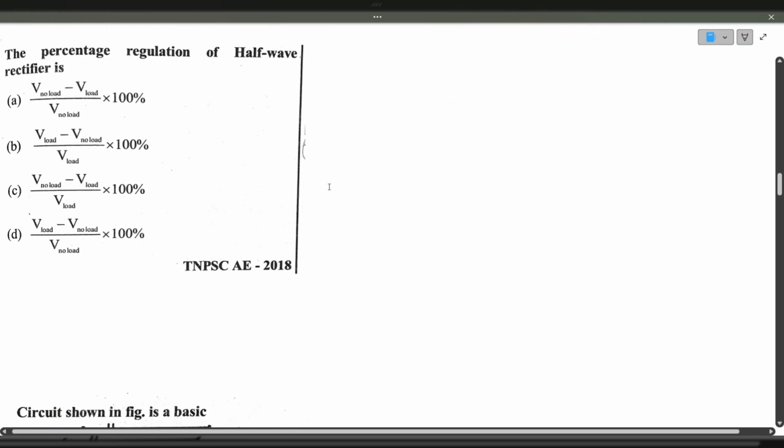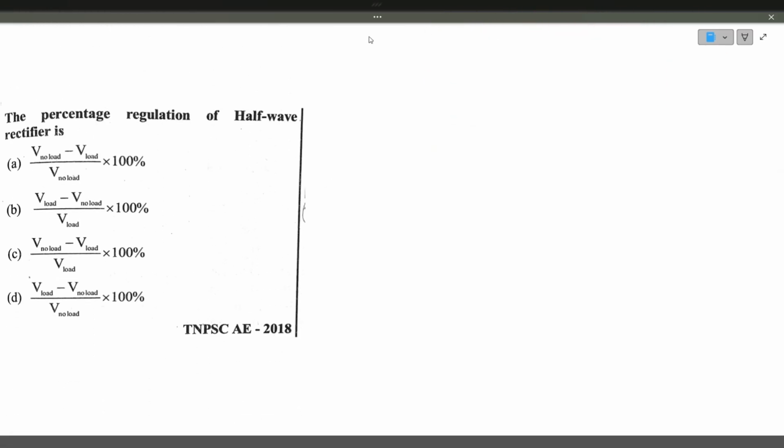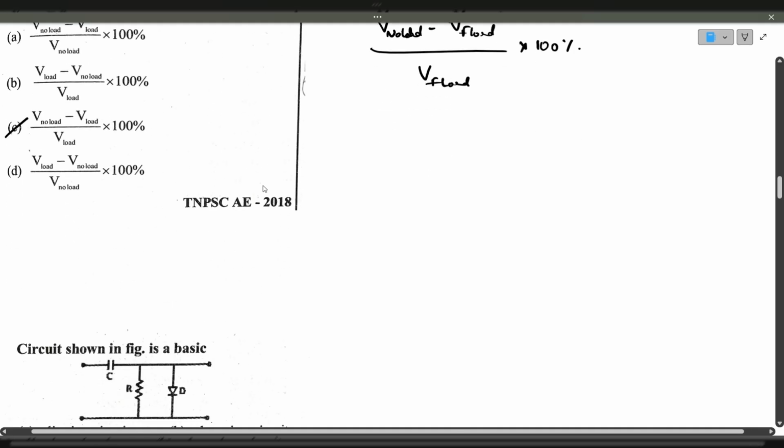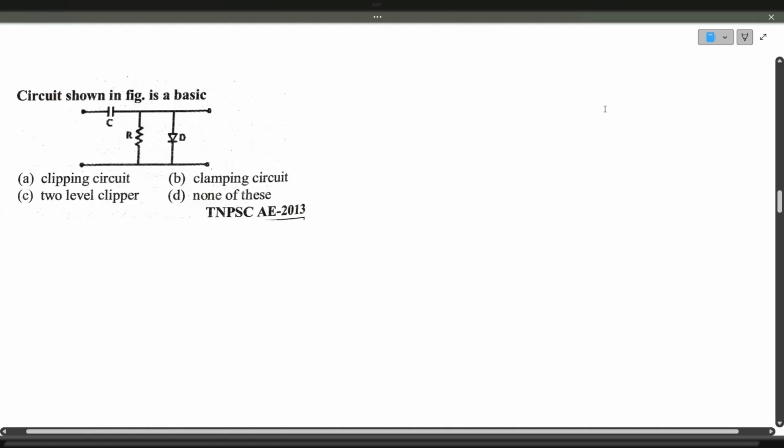We'll see the next question. The percentage regulation of a half wave rectifier. This is simple. The percentage regulation is no load minus full load divided by full load into 100. This is the formula. Okay, so the answer is option C. No load minus full load divided by full load. This is the formula of the voltage regulator. They have asked for half wave rectifier. Anyway, the formula remains same. Now we'll see the next problem.